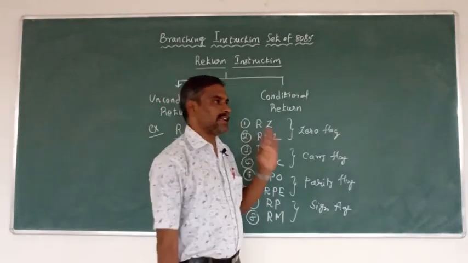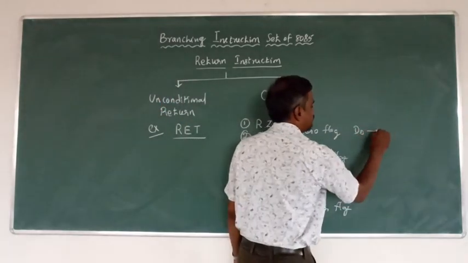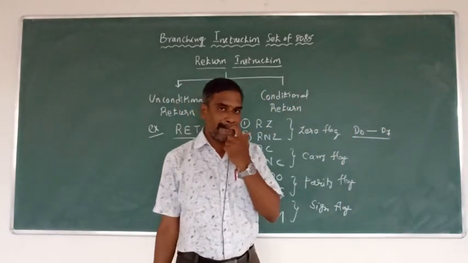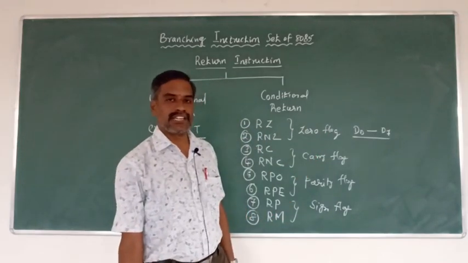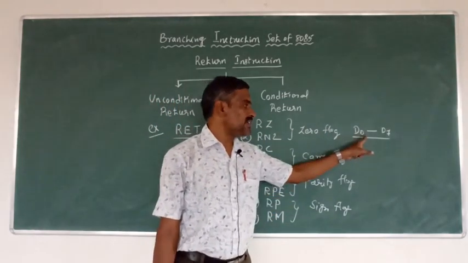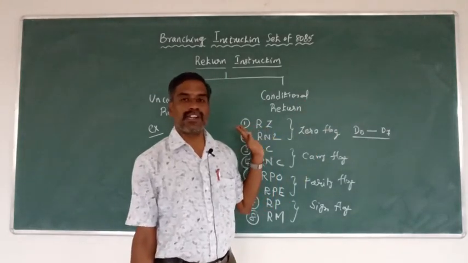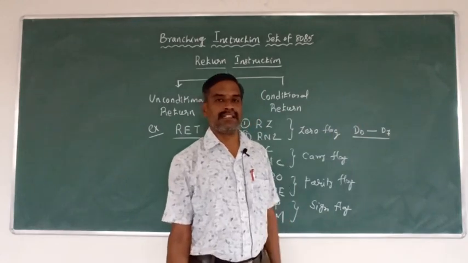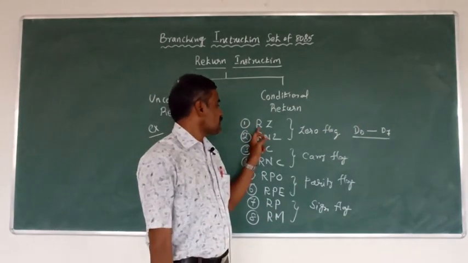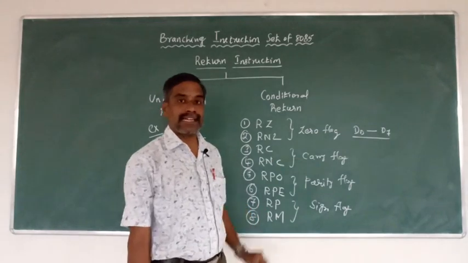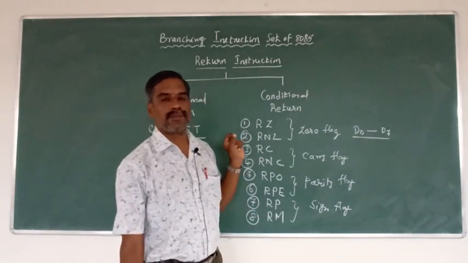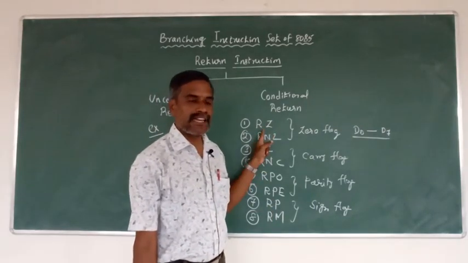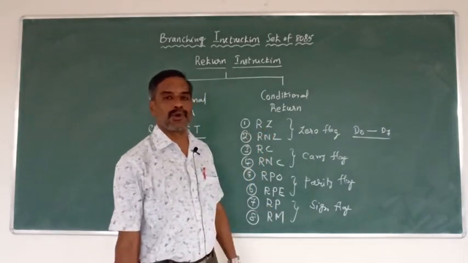The zero flag will be set when any ALU result has all 8 bits, from D0 to D7, equal to 0. If any single one of the bits is 1, the zero flag will be reset. Here RZ means return if result is 0, otherwise it will execute the next instruction of the program.